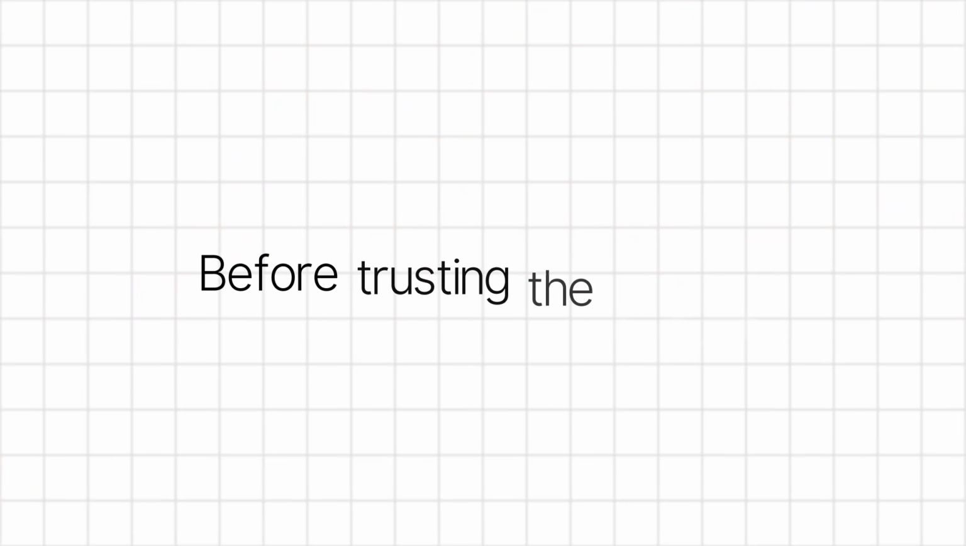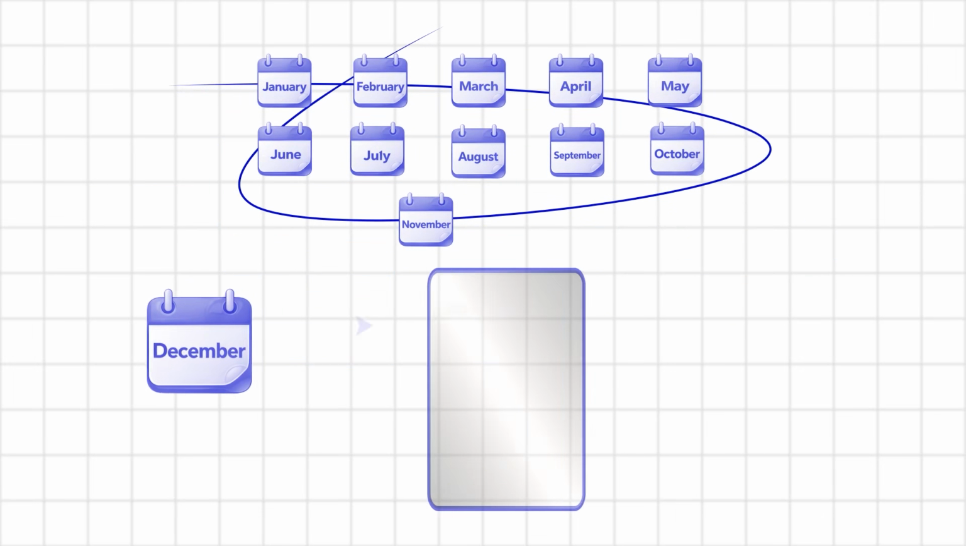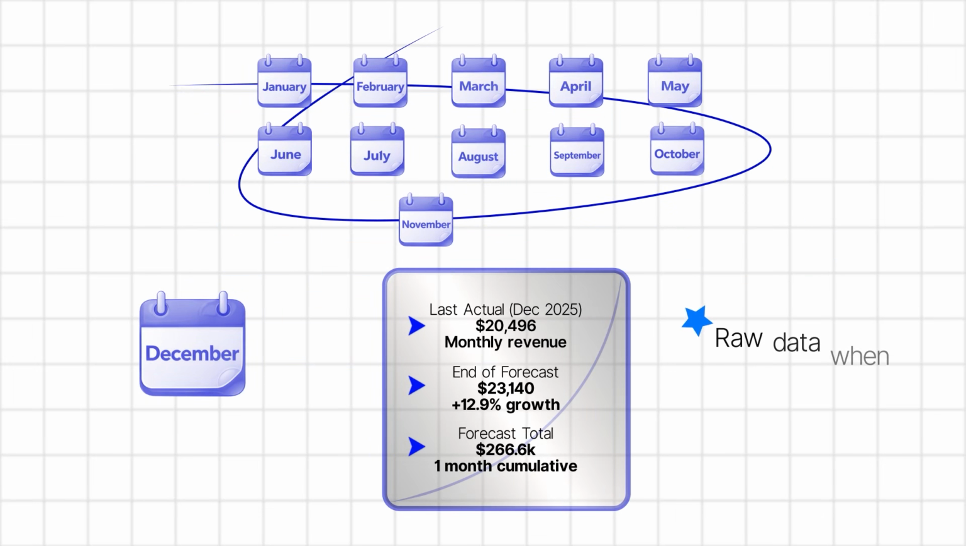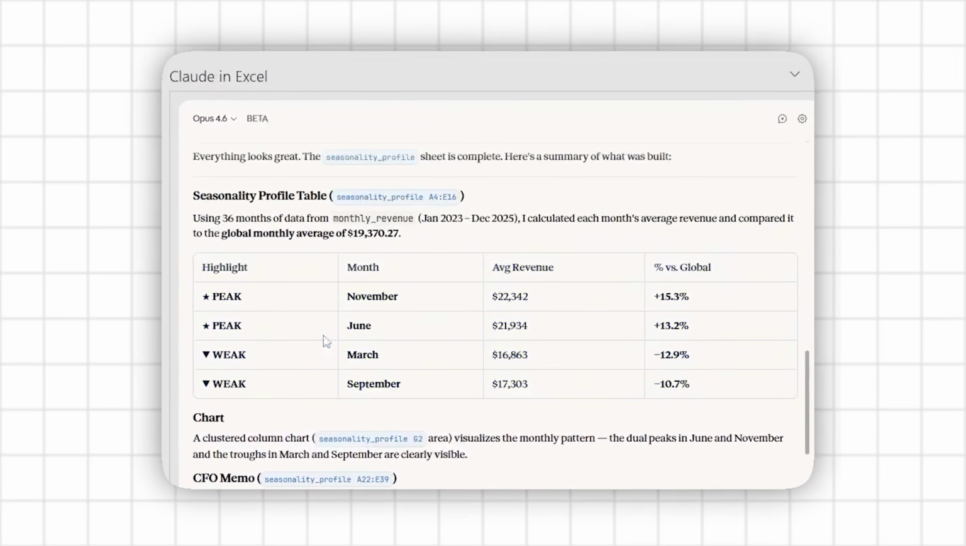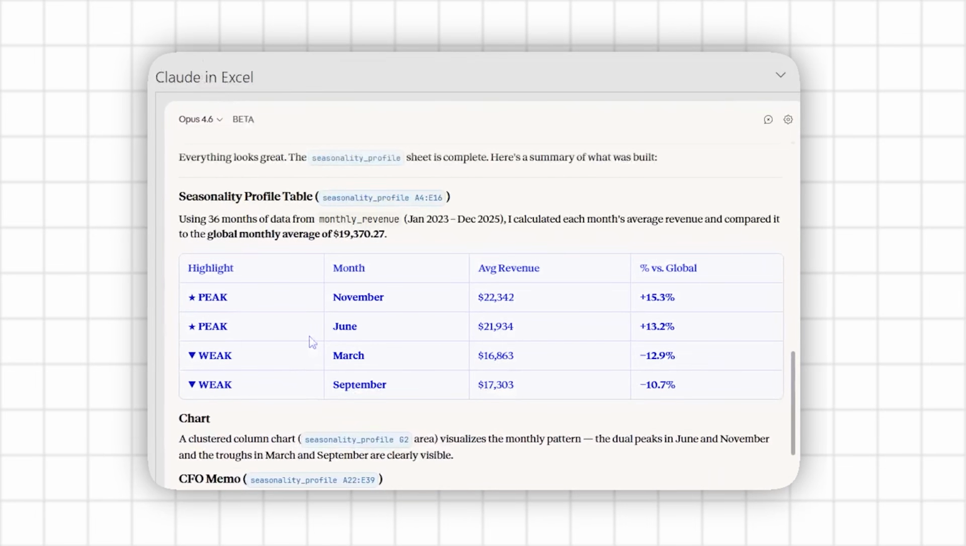Now, before trusting the output, confirm that all 12 months are included, that the global average is calculated from the same data set and period, and that at least 1 month's average ties back to the raw data when spot checked. Also, check whether all the peaks and troughs align with the percentage ranking and whether the memo figures match the table exactly.